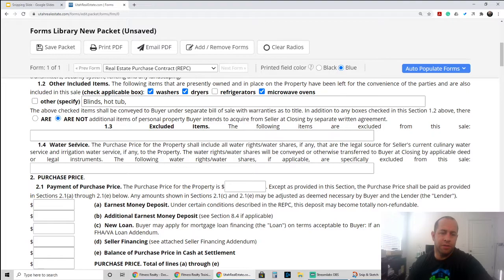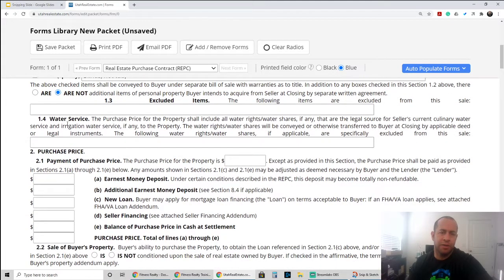All right, water service. Typically, there aren't a lot of people that will have to deal with water service because it's usually public. If you're just doing a single family residence or a condo or something. So typically, you don't really need to worry about this. If you have land and there are water shares, make sure you do something about this section. But make sure that you understand that if you write something in this box, those are excluded. So don't write anything in this box if you want it to be included.